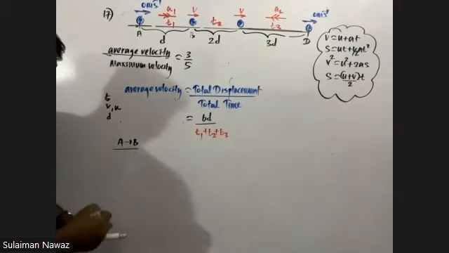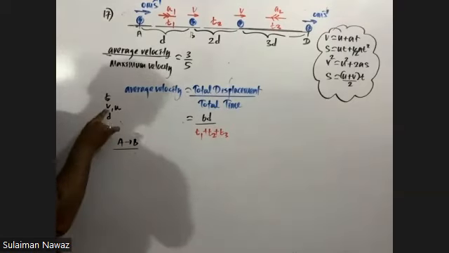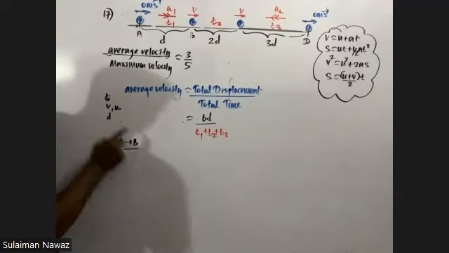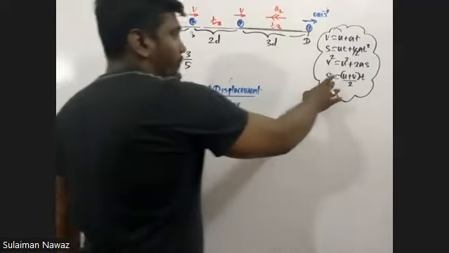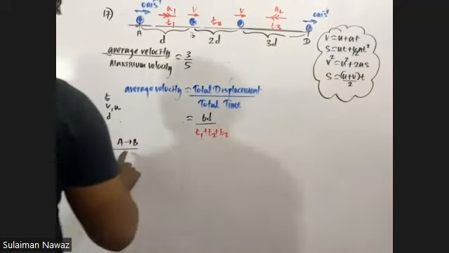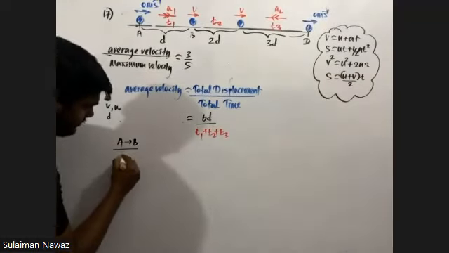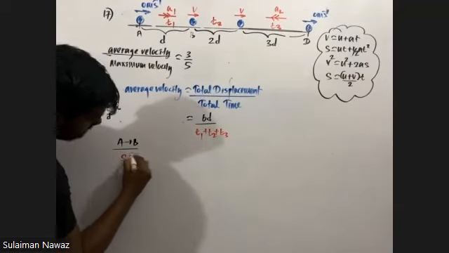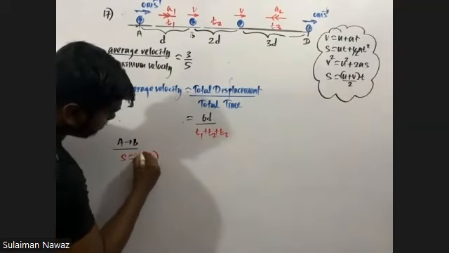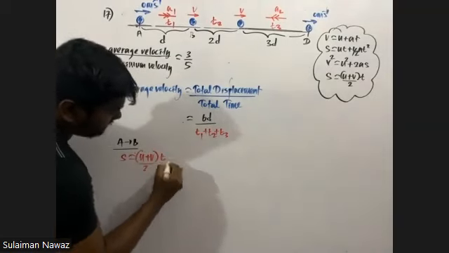So what is the best linear motion equation? The best linear motion equation is what? V, U, T, D. The best linear motion equation: S equals U plus V over 2 into T, right? This is the best linear motion equation. So I can apply S equals U plus V over 2 simple T.